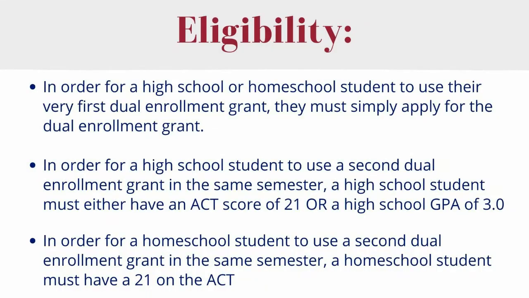For the first grant, you're typically eligible simply by applying for the grant. In order to receive the second grant in the same semester, high school students must have a 3.0 high school GPA or a 21 on their ACT. Homeschool students cannot use their GPA to meet eligibility for the second class. They must have a 21 on their ACT.